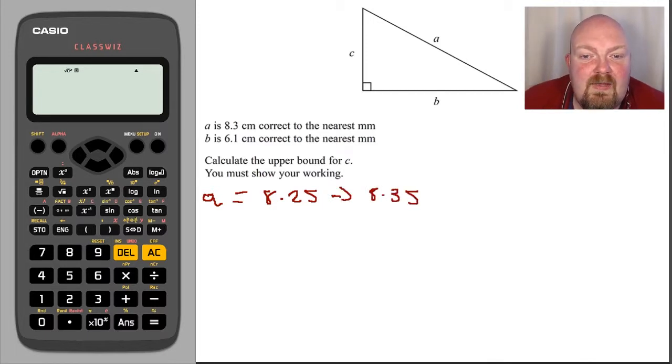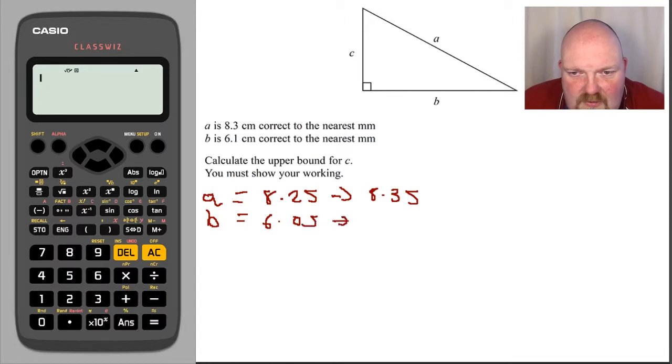8.35. For shape B, or line B, sorry, again, to the nearest millimetre, so we need to go half a millimetre up, half a millimetre down. The lower will be 6.05, all the way up to 6.15. Okay?